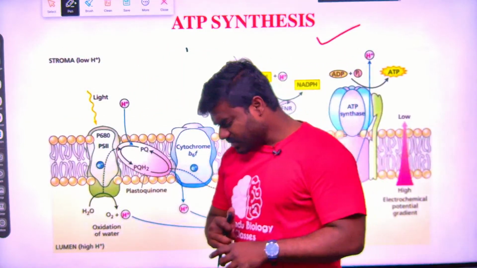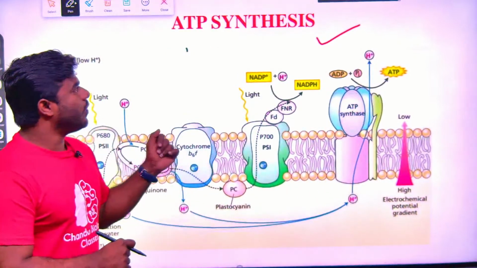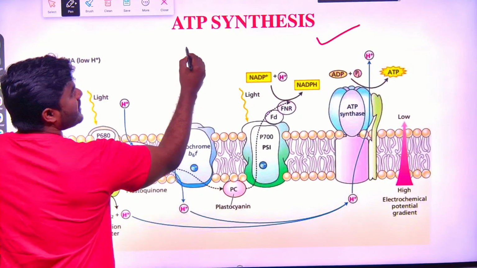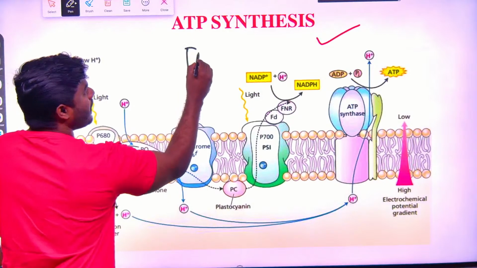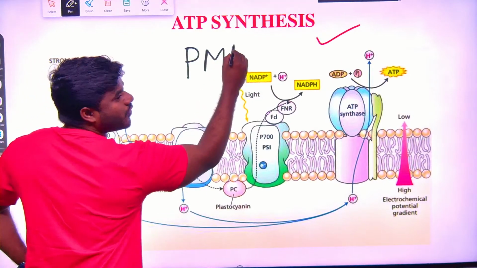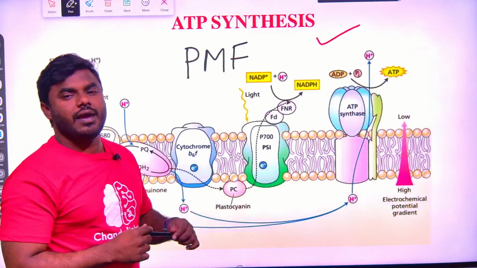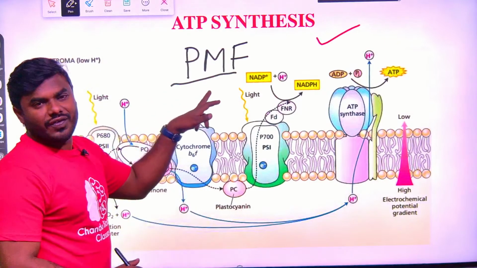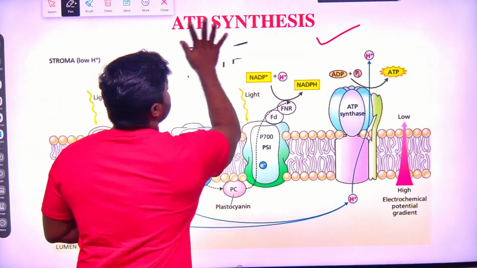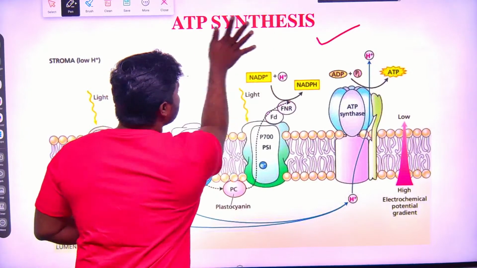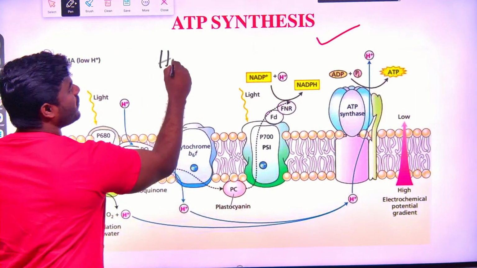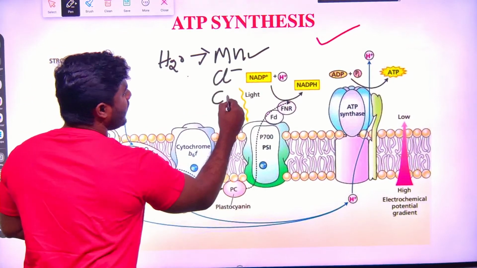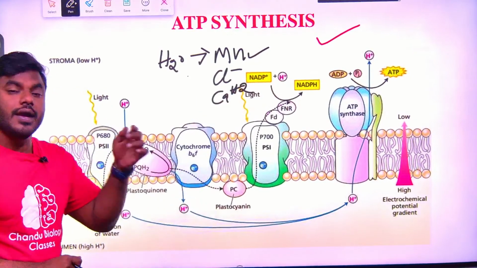Now, the most important point I want you to remember here is that the synthesis of ATP can be mediated by a special force which we generally call PMF, also called proton motive force. By this we can synthesize ATP very easily. Tell me, what are the major cofactors required for the photolysis of water apart from manganese? We require chlorine, and we also require the divalent ion calcium.